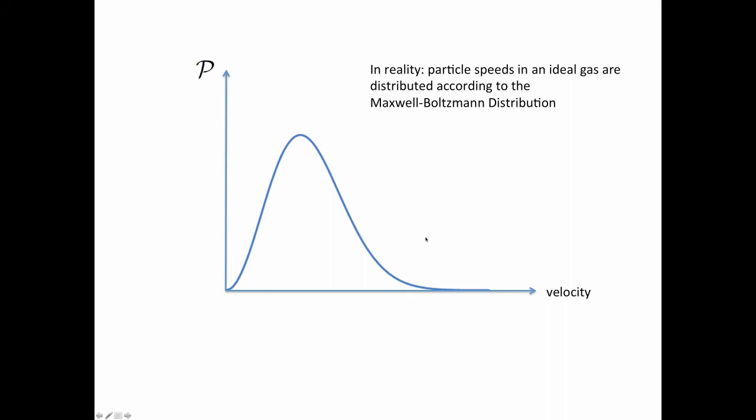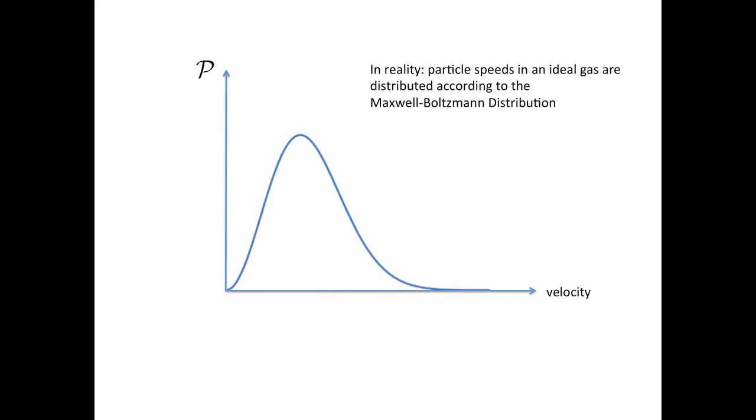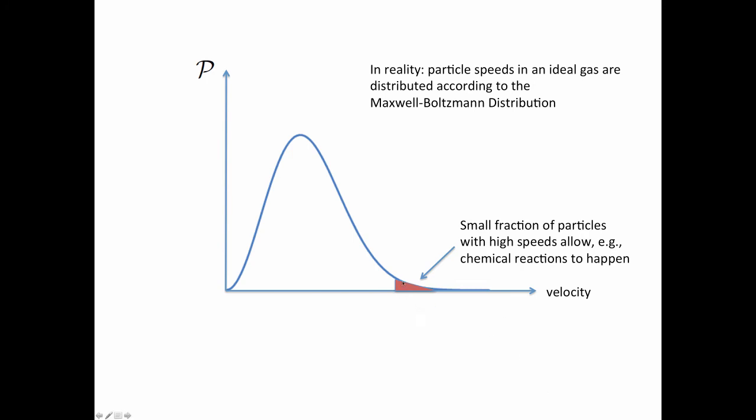For example, certain chemical reactions only occur when particles collide together with very high values of velocity, much higher than a value that we assumed here. So in this simple model, this would predict that those chemical reactions don't occur. But in our laboratories, we see that they do occur. And that's explained by the fact that there is a small fraction of particles with high enough speeds to allow those chemical reactions to happen.